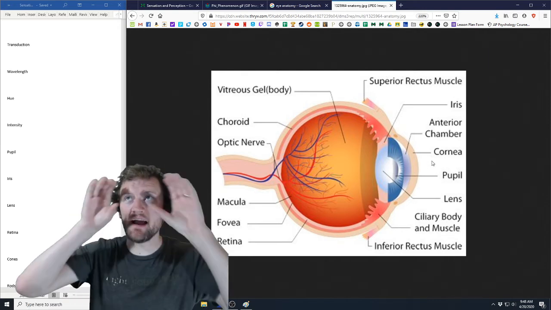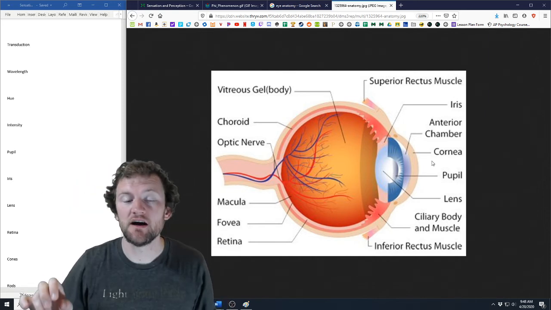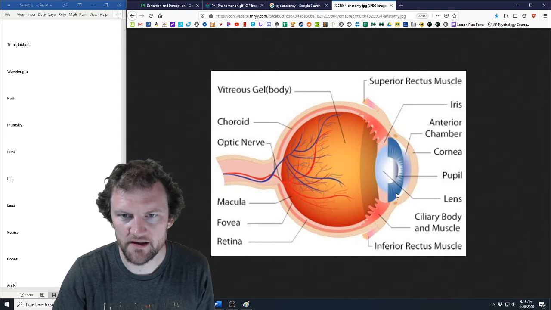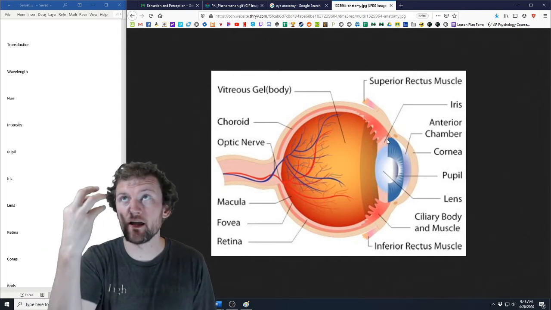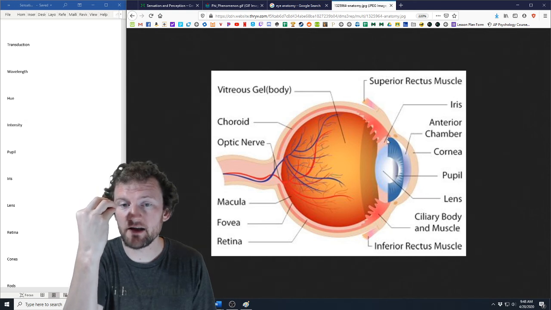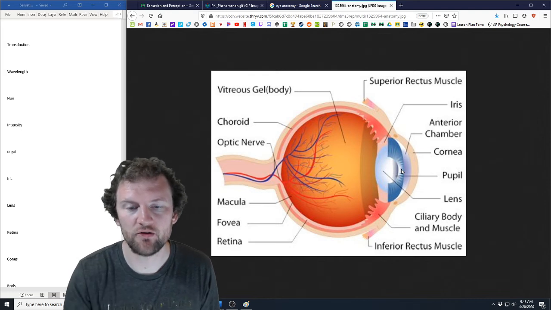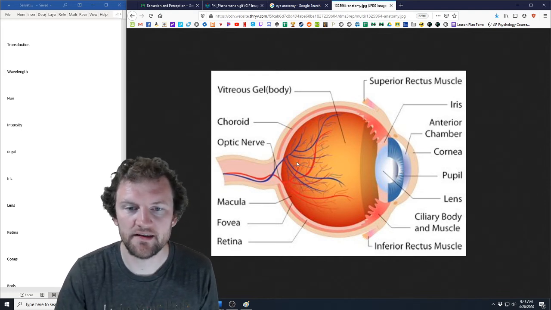Then the iris is the colored muscle of your eye. That's the part that's blue or green and looks pretty. So that's this muscle here on the outer part of the eye. On the inside of the iris is the pupil. Pupil is a hole in your eye. It's the black center part of your eye that lets light into the eye.